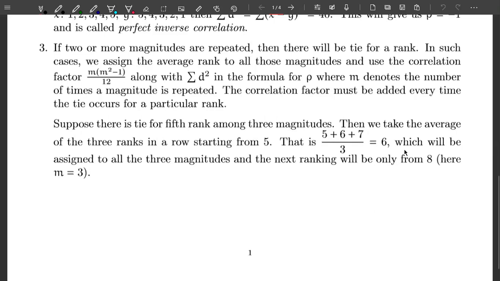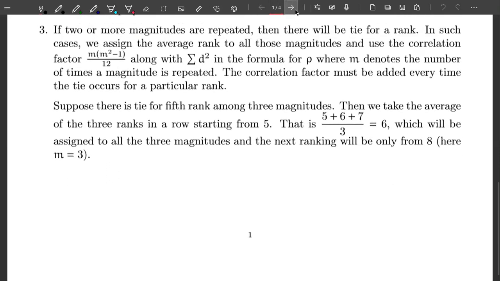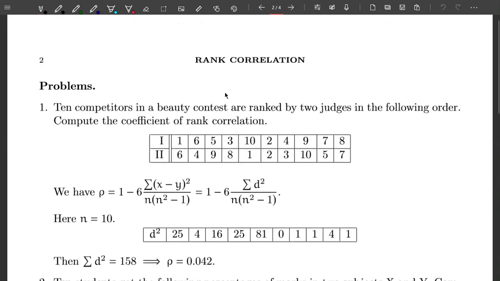Then for the next contestant, we will be assigning the rank as 8. That is, after 7, the next number is assigned to the next candidate. And here, since 3 students have a tie for 5th rank, the value of m will be equal to 3. So let's see a few problems based on these things.